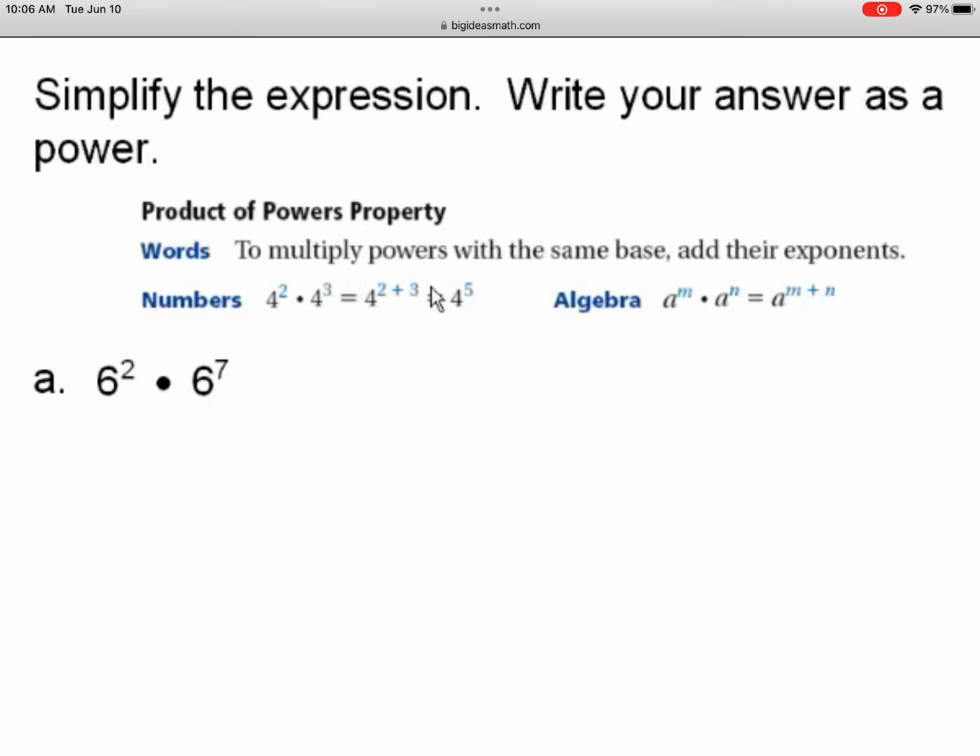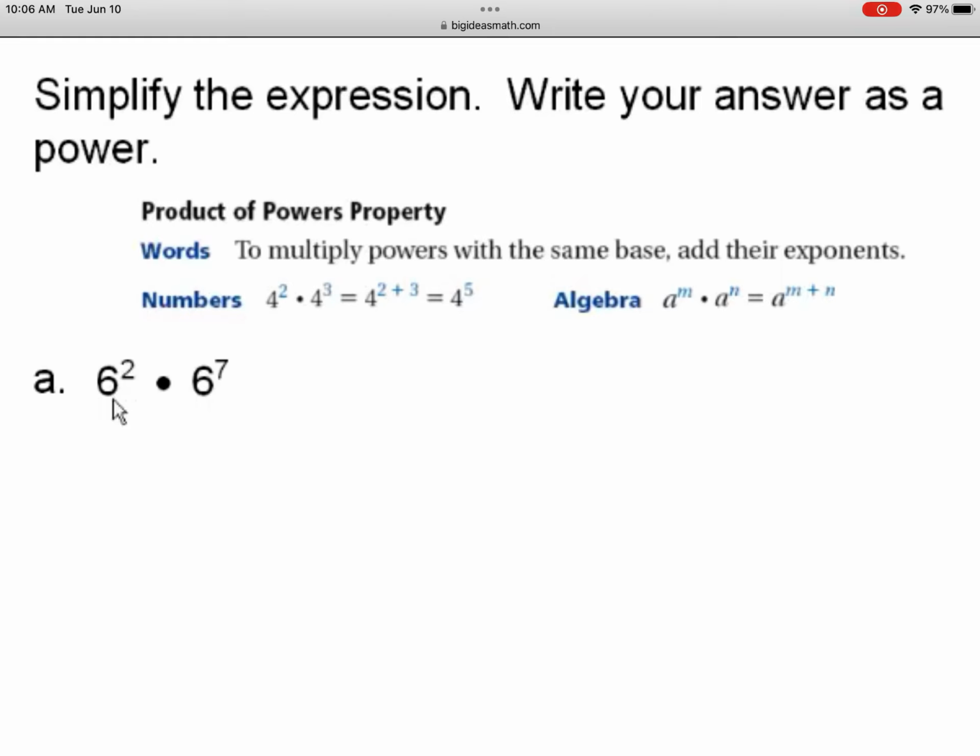Notice that in each of these examples, with numbers and variables, the base is the same, and the powers are multiplied. Based on this property, when these two requirements are satisfied, we can add the exponents. Let's look at an example.